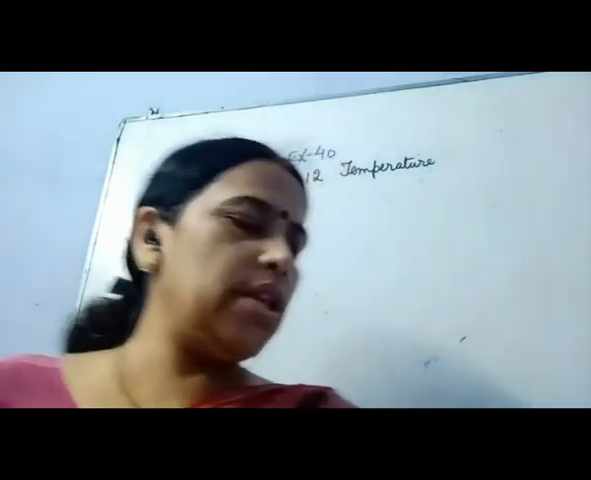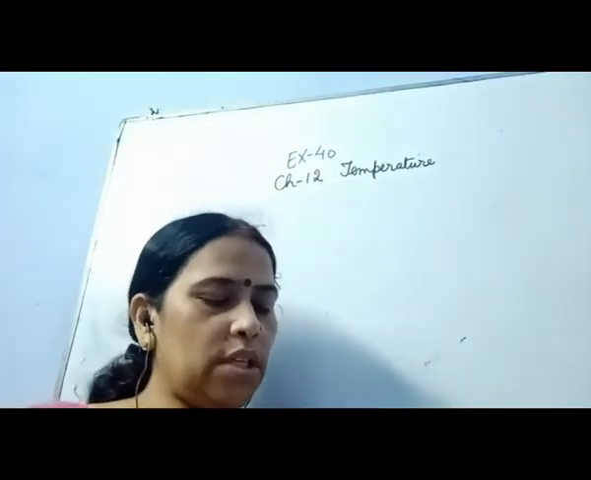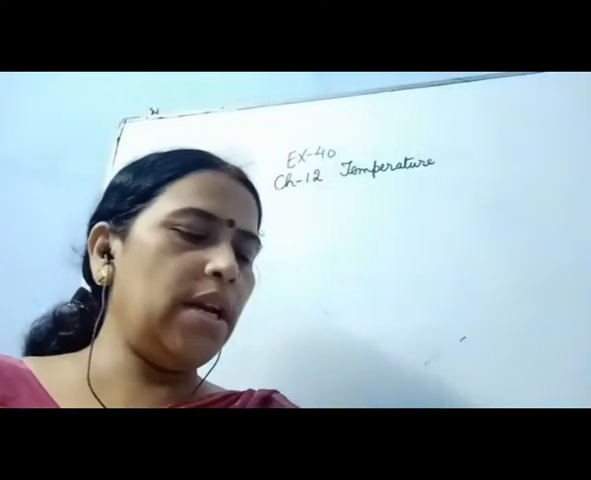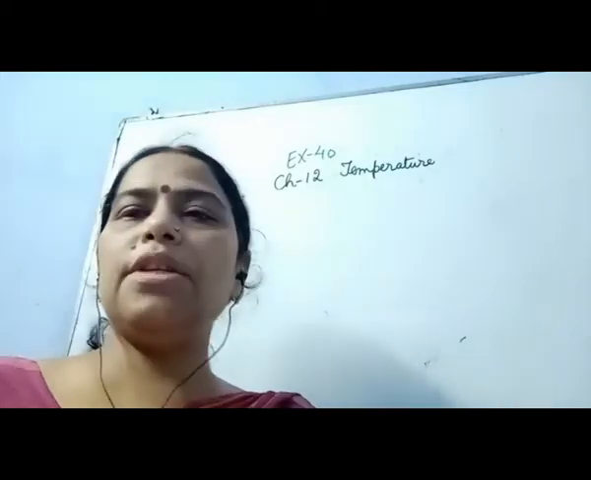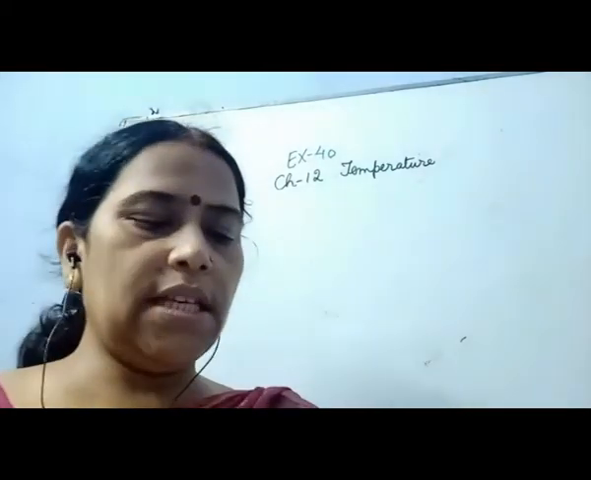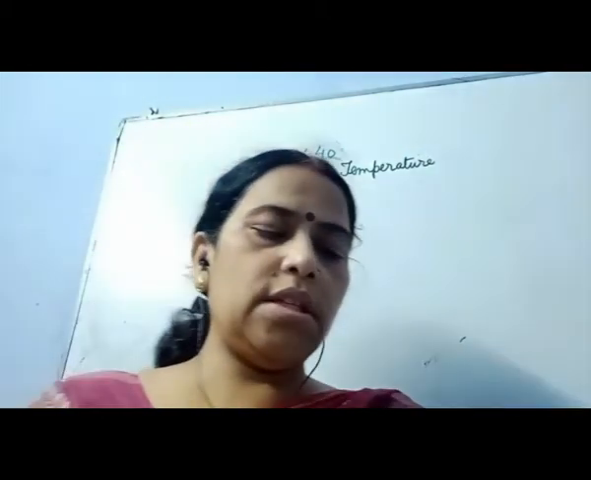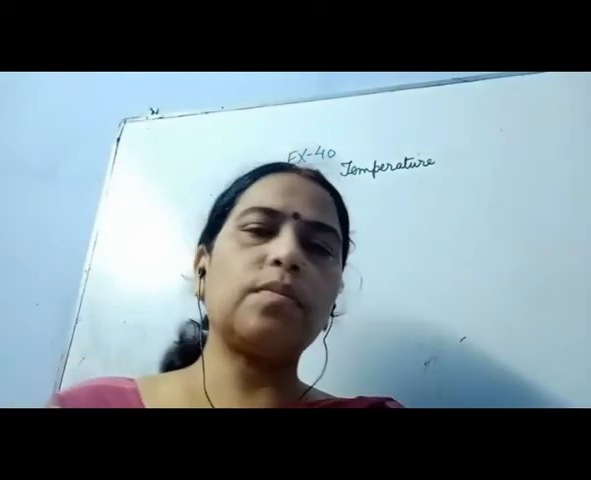Now in question number 6, what is it saying? What is question number 6 saying? The maximum temperature on a day is 35 degrees Celsius and the minimum temperature is 25 degrees Celsius. What is the difference of these temperatures in Fahrenheit scale?